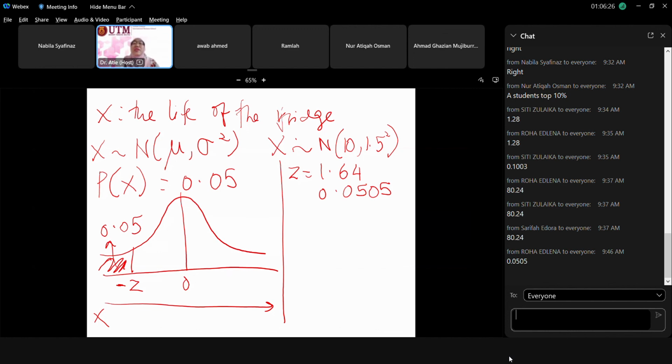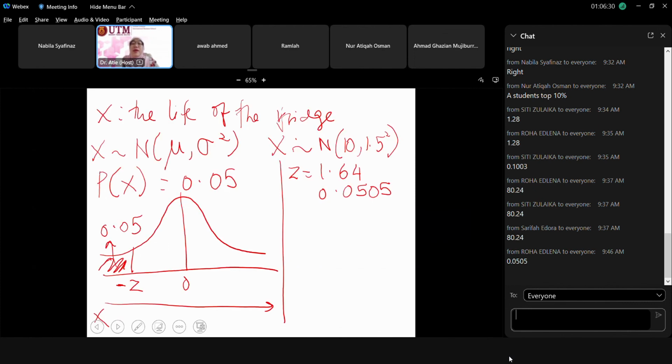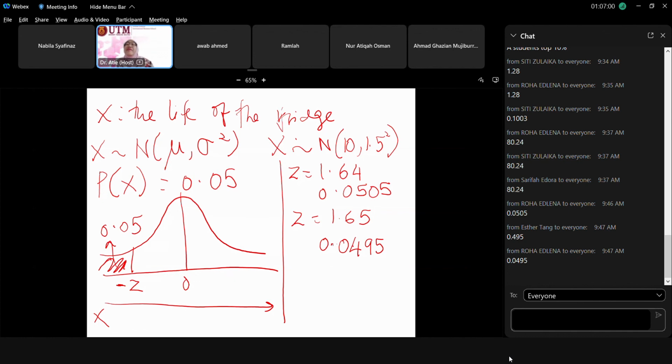So what happened to Z? Okay, if Z is equal to 1.65, so what happened? What is the value of the probability? Anyone? Okay, 0.495. Okay, people, let's have a look here.